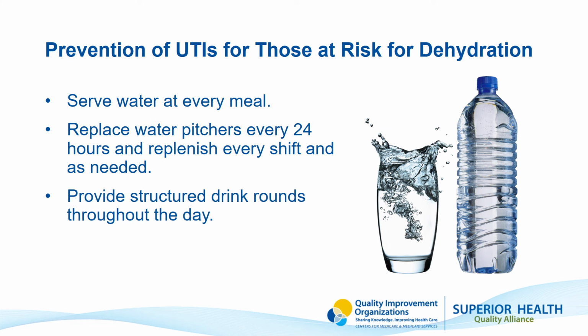People who do not have easy access to water, do not remember to drink regularly, and/or are unable to drink independently are at risk for dehydration. Most likely, this includes most of the people you care for. So, to help prevent dehydration, as well as a urinary tract infection, serve water with every meal, replace water pitchers every 24 hours, and replenish every shift and as needed, and provide structured drink rounds throughout the day.